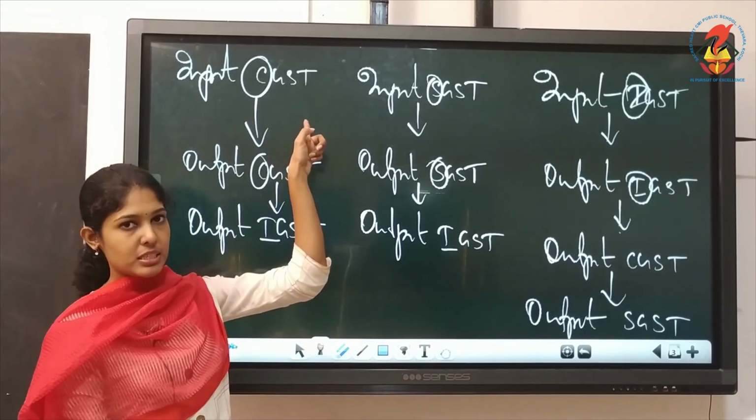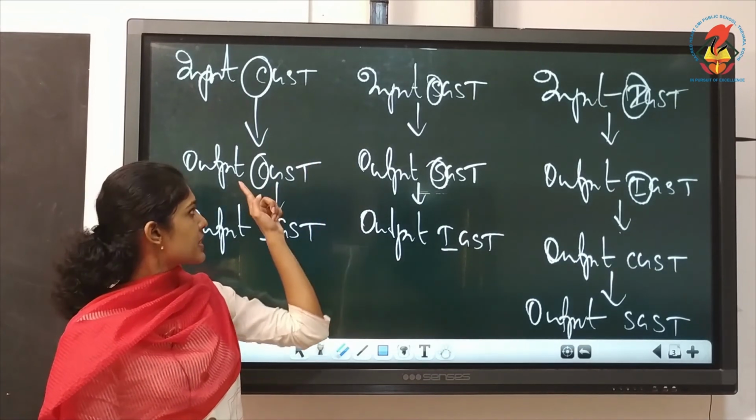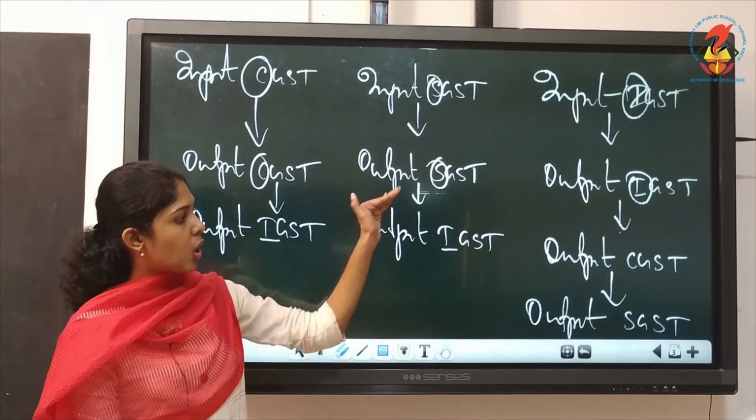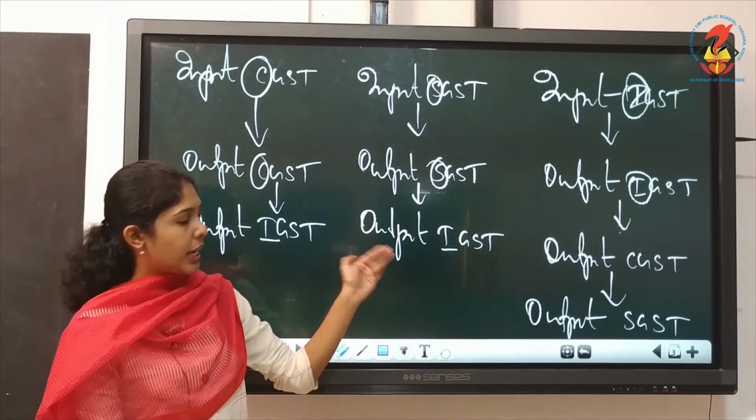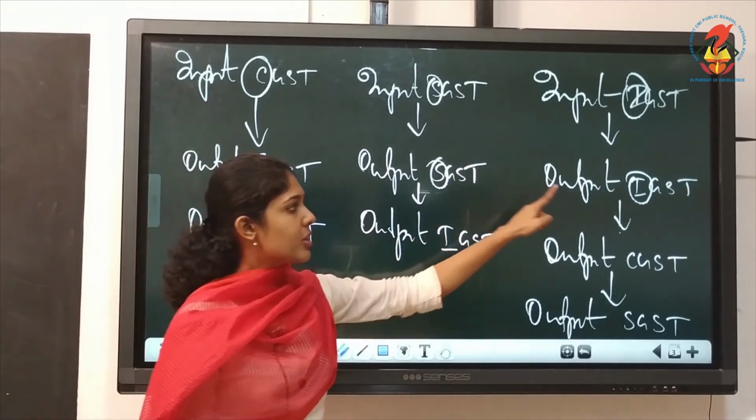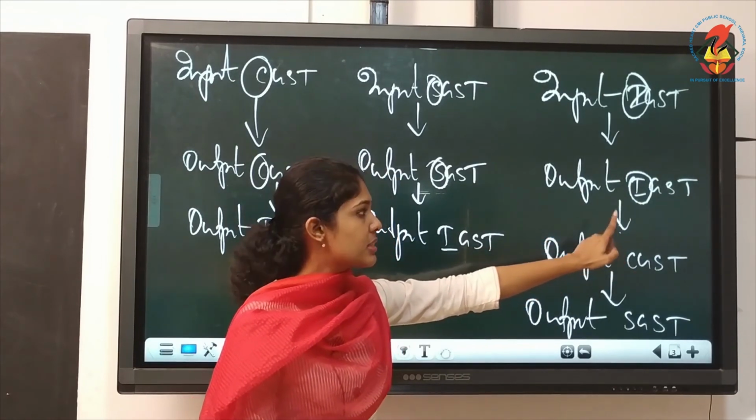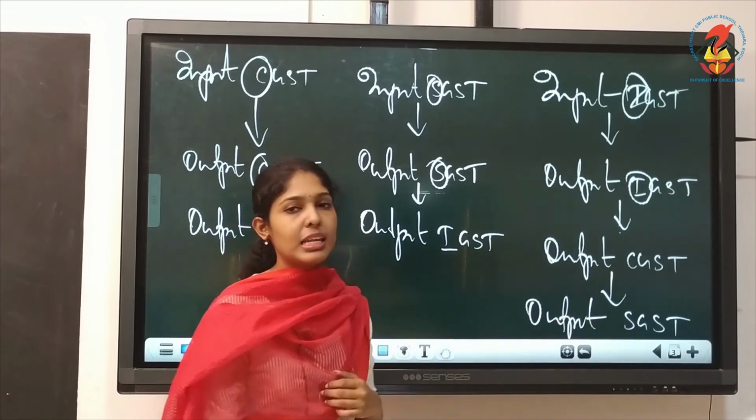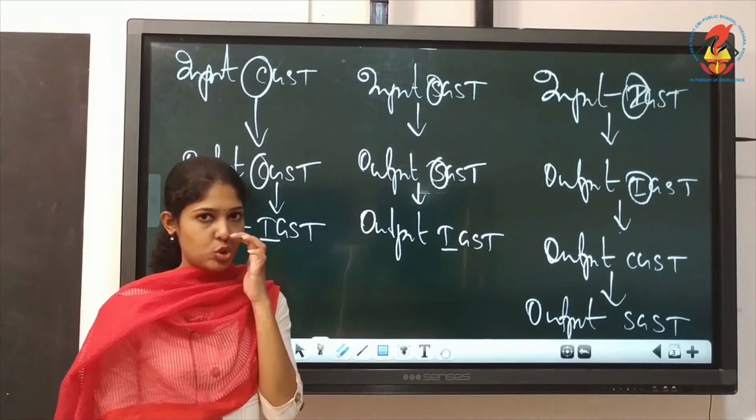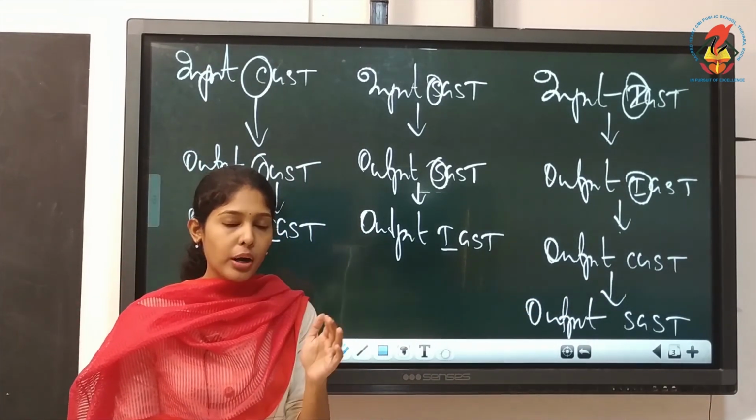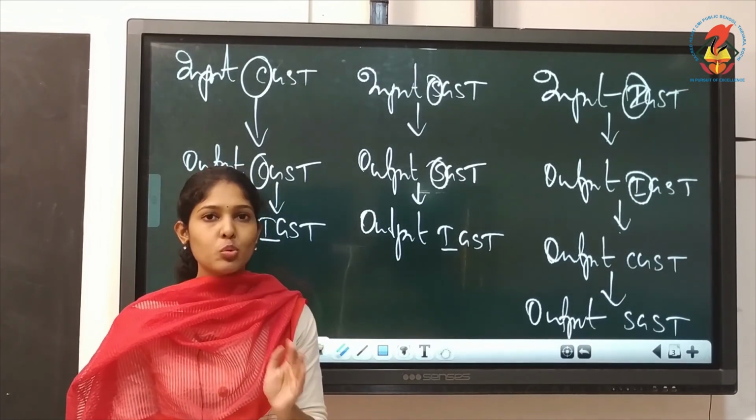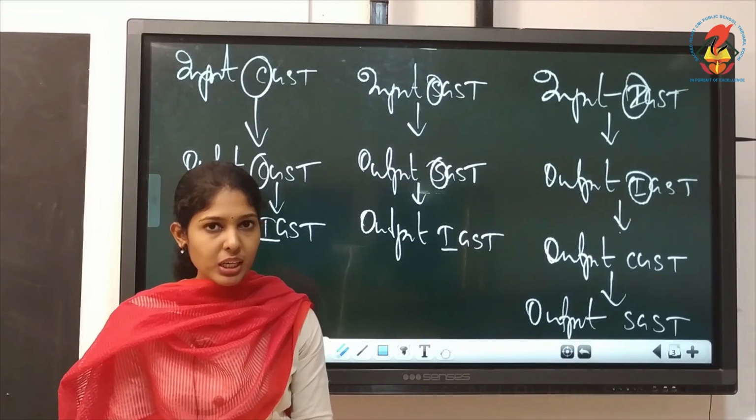Input CGST, take it first from the same head. SGST also, take it from the same head. If that is not enough, you take it from IGST. For input IGST, first take it from output IGST itself, the same head you take first, then output CGST, finally from output SGST. Understood? So this is the order of setting off GST. So with that, the chapter is over.